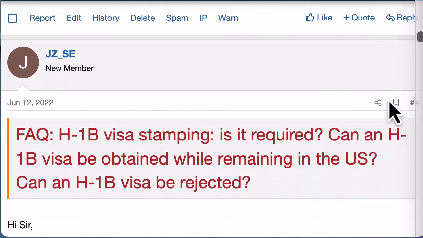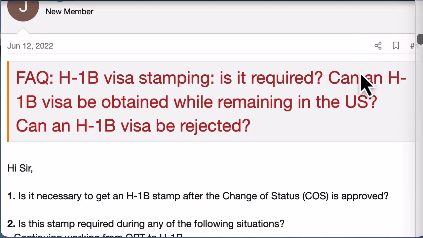Next question. Now this is actually quite frequently asked. I have been answering these questions and related questions for a long time. For the first time, somebody has asked them all in one posting. That really helps. So the question is, now that I've got my H-1B approval, do I need to go for stamping? Is it possible that I can get a visa while I'm still in the United States? Can an H-1B visa be rejected?